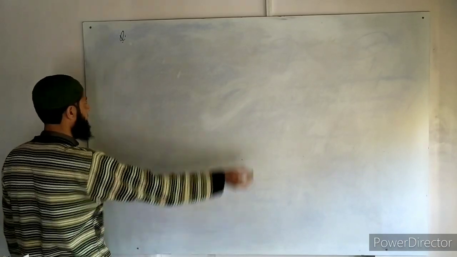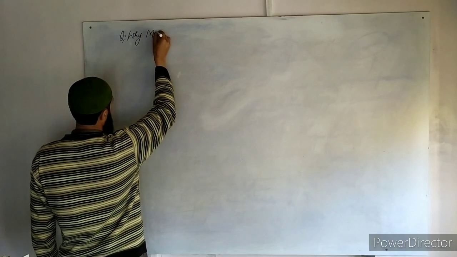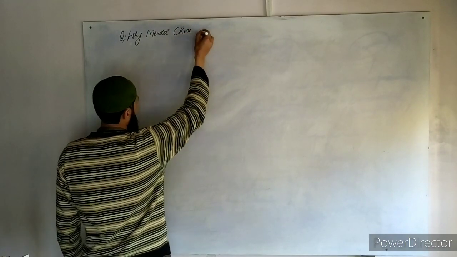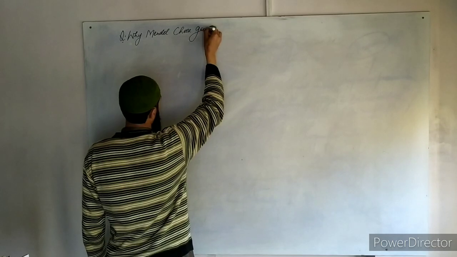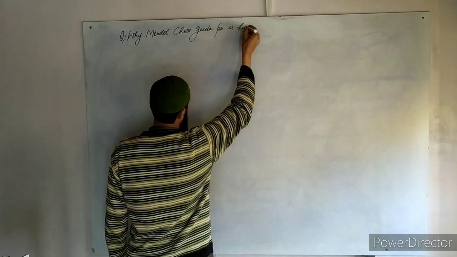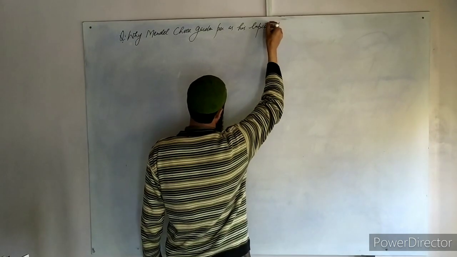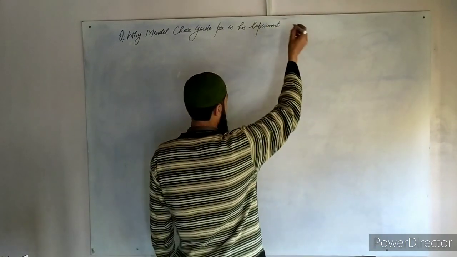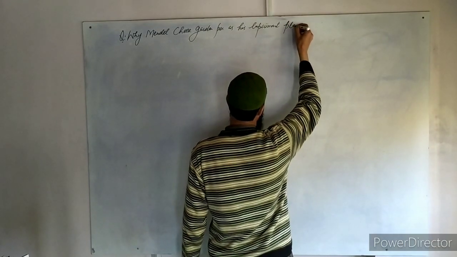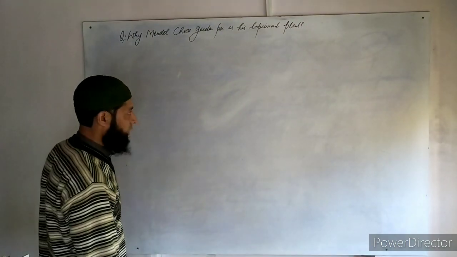First, I write down the question: why Mendel chose garden pea as his experimental plant, in order to perform different experiments, genetic crosses, so as to perform different genetic crosses on this plant.